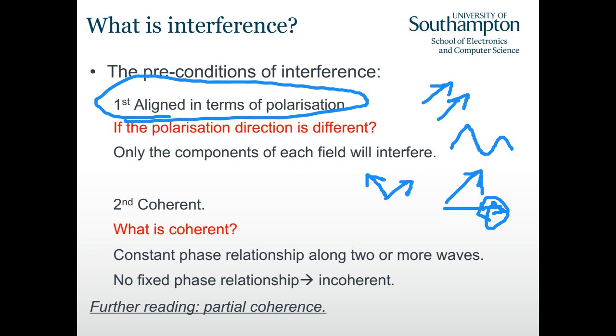So the second condition is coherence. Coherent wave means that the phase relationship has to be constant. It doesn't mean that we have to have constructive interference. It can be constructive, it can be destructive, it can be intermediate. It just has to be constant. So if it's constructive, it has to be constructive all the time. If it's destructive, it has to be destructive all the time.